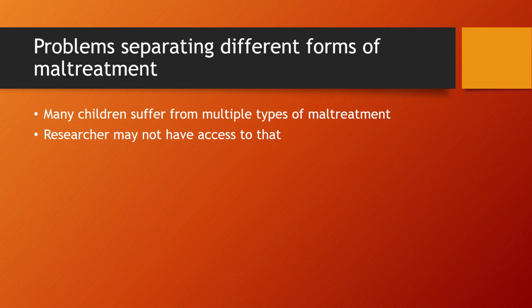So for example, with my DFS example, DFS may have children in the system that they have categorized as neglect. That's what the cases were substantiated for. And they don't go any further to find out whether or not the child's also been psychologically abused, and so forth and so on. So I may not be able to separate the different forms of maltreatment. I may just have to say, this kid has suffered from maltreatment. I'm not quite sure. I may know that they have suffered from multiple types of maltreatment.